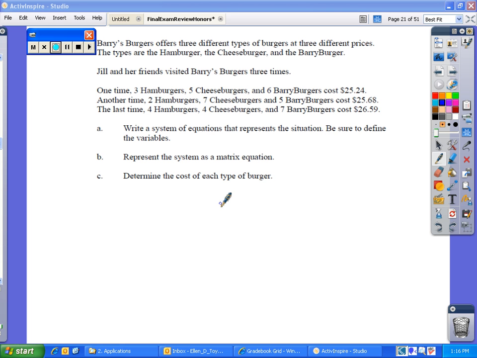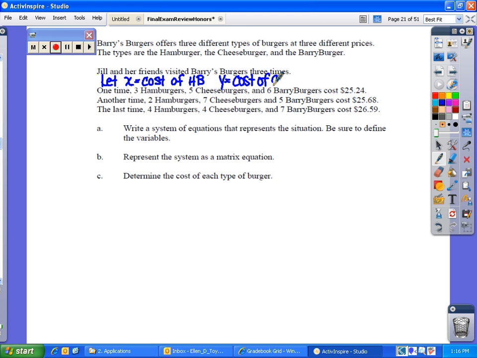Number 33, we're dealing with a system of equations. The first thing that we need to do is define our variables. Let's let x equal the cost of hamburgers. Y will equal the cost of cheeseburgers. And z will equal the cost of berry burgers.